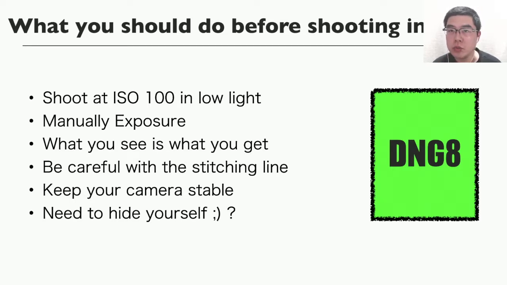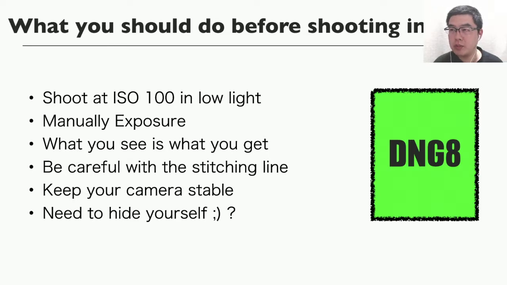If possible, always shoot at ISO 100, especially in low light situations, if you want to get the highest imaging quality, and set the manual exposure as quickly as possible, because sometimes the time matters. And as we have mentioned before, what you see is what you get in the DNG8 mode. So the live preview is precisely what you will achieve after you take a DNG8 shot. You don't have to switch to JPEG mode to take shots, preview, adjust, and shoot again. No, you don't have to do that, because the live preview is exactly what you will have. So if you are satisfied with the live preview, just push the button and you are done.